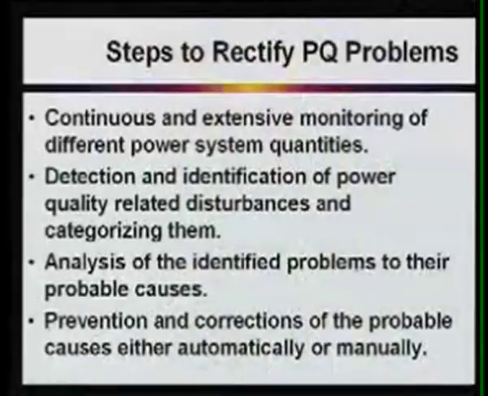So we have seen the various causes, various effects, and various types of power quality disturbances and their related effects. Now it is obvious that these problems are not good, and we have to rectify them. The first step to rectify power quality problems is continuous and extensive monitoring of the different power system quantities. We can only monitor this if we measure it, and the measurement is in terms of voltage, frequency, and current.